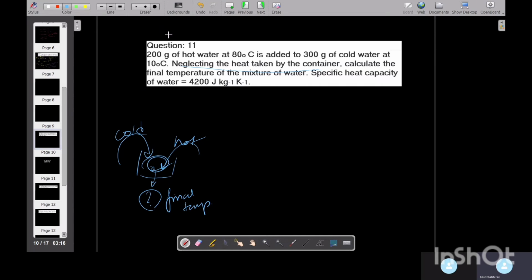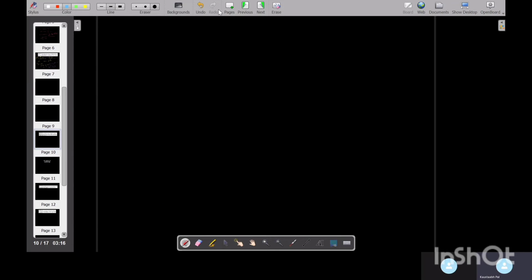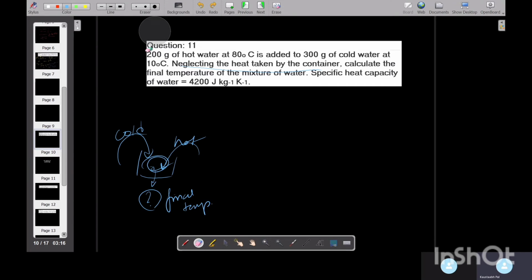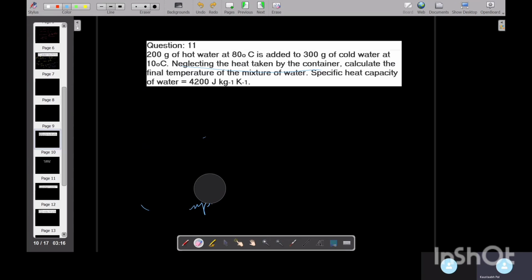Okay, in this thing, I made a mistake, so you have to think of this very carefully, and let's start the sum then. See here, hot body, here cold body. Let the final temperature be x. I'm just considering x degree Celsius.